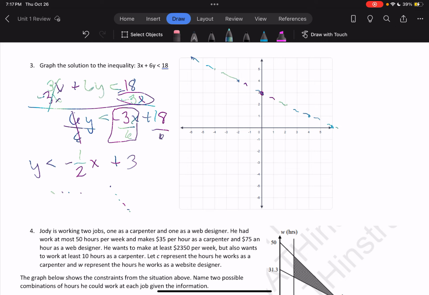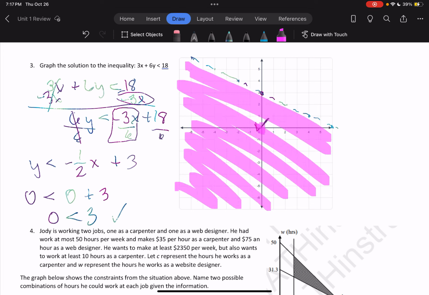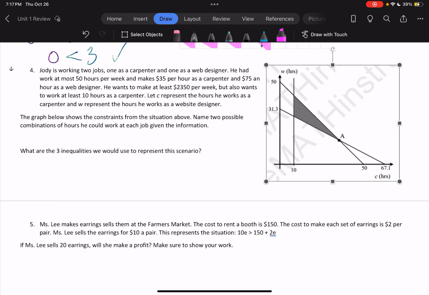And now we need to decide which side of the line I'm going to shade. Well, again, we always can test the easiest point. Let's test 0, 0. So let's see if that works. So 0, if I plug it in for y, is less than negative 1 half times 0 is 0 plus 3. 0 is, in fact, less than 3. So check. This one works, which means then I can go ahead and shade this entire region. That's it.